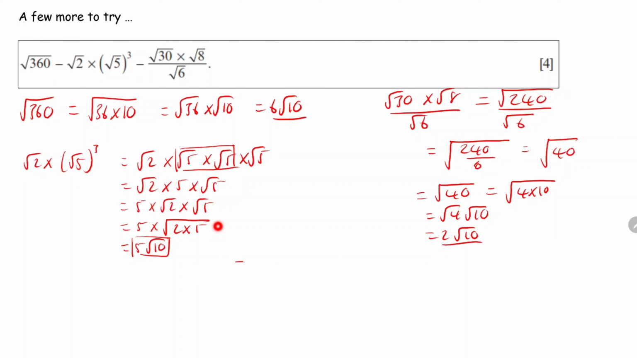So the first one, 6 root 10 minus 5 root 10 minus 2 root 10. 6 minus 5 is 1. Minus 2 gives you minus 1 root 10. So final answer is minus root 10.